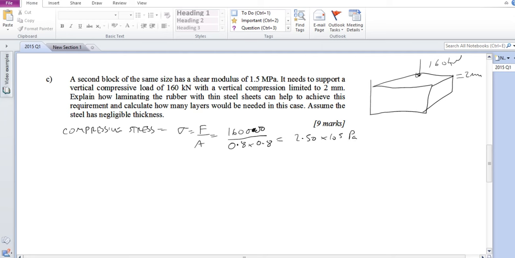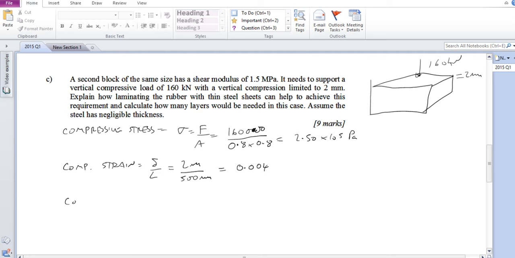What we also then have is the compressive strain, which is, if you like, the displacement divided by the original length. So in this case it's 2 millimeters, which is what we're allowed, divided by the height of the block, which is 500 millimeters, 50 centimeters or half a meter, and that comes to be equal to 0.004.